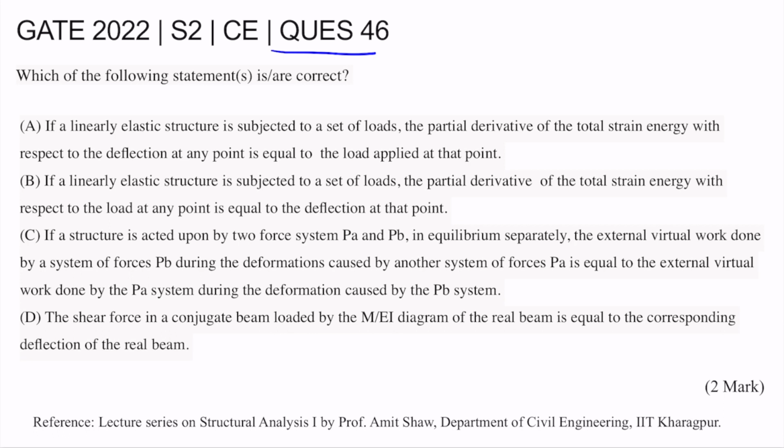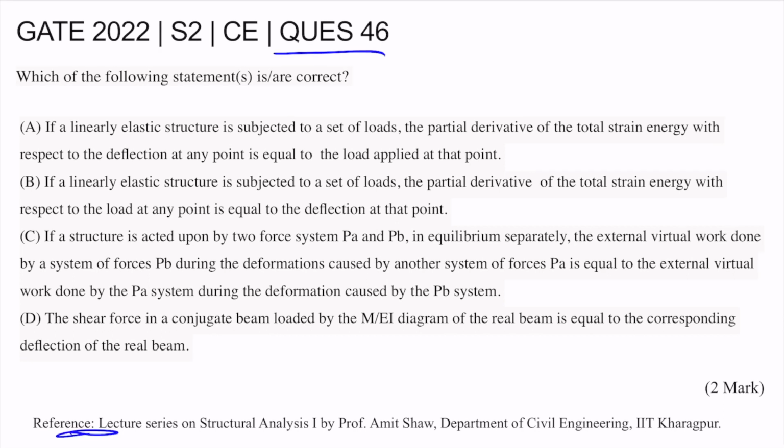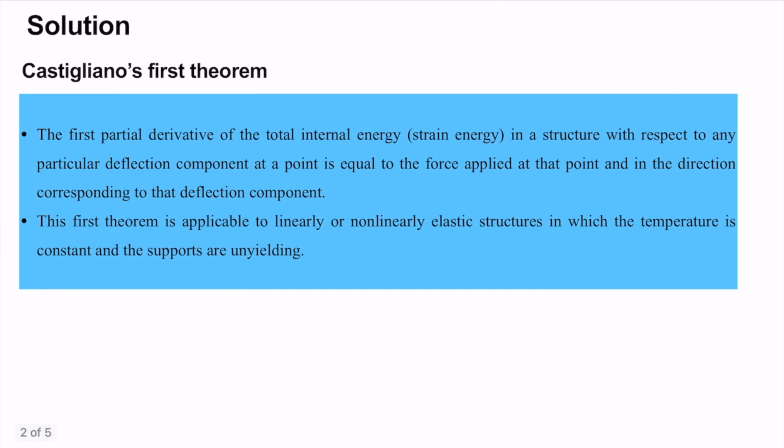So these 4 statements are given to us. All these statements correspond to different theorems, so we need to see which of these statements are correct. It's a 2-mark question and the reference for this lecture for this type of problem is given here. Each statement in this question is based on a particular theorem. Let's see those theorems one by one. The first theorem is Castigliano's first theorem, and the first statement is based on it.